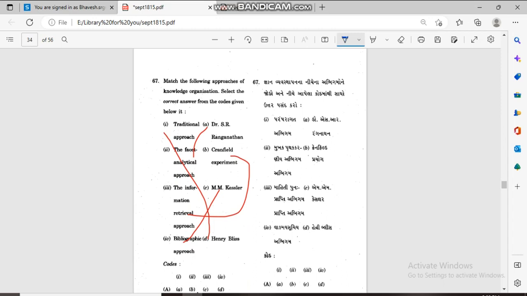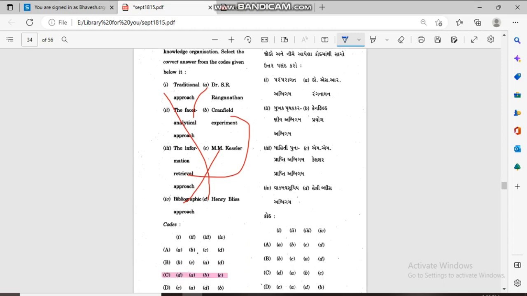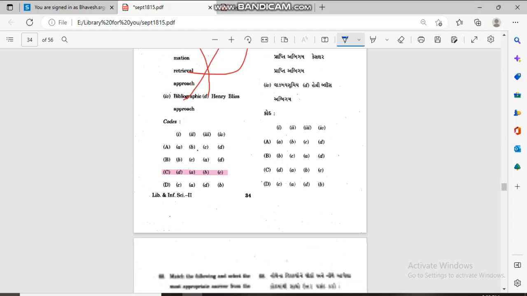Match the following. Traditional approach, Henry Bliss. The facet analytical approach, Dr. S.R. Ranganathan. The information retrieval approach, CRAMPIL experiment. Bibliographic approach, M.M. Kessler.